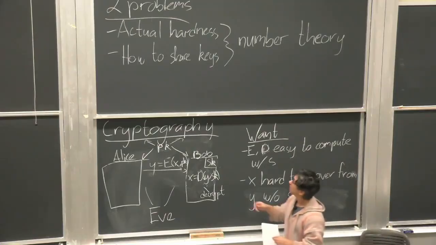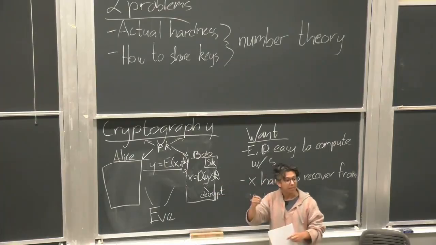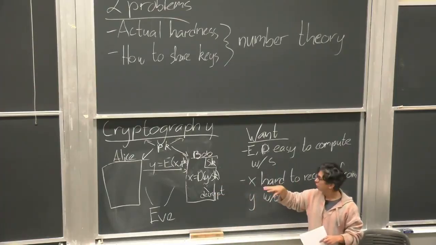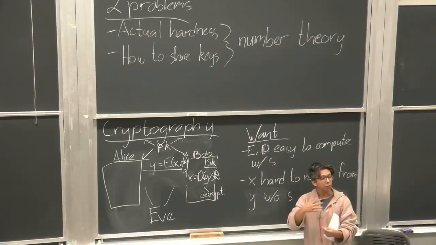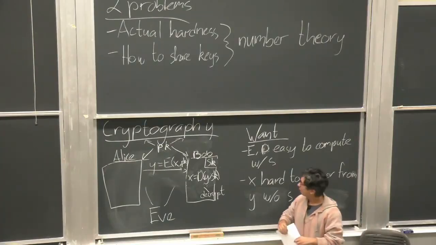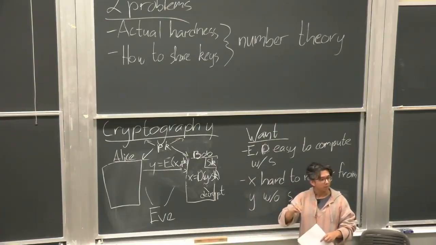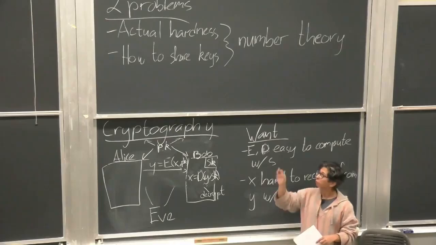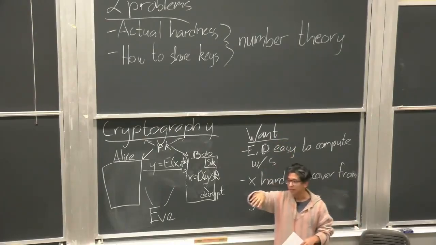Yeah, so now we get back to problem one, actual hardness. How do we know that something is actually hard? With the padlock example, you might think that you can reverse engineer it, and with number theory, we're hoping we're dealing with fundamentally hard problems where you can't reverse engineer it, and we'll talk about what hardness means in the scheme we're about to come up with, RSA.